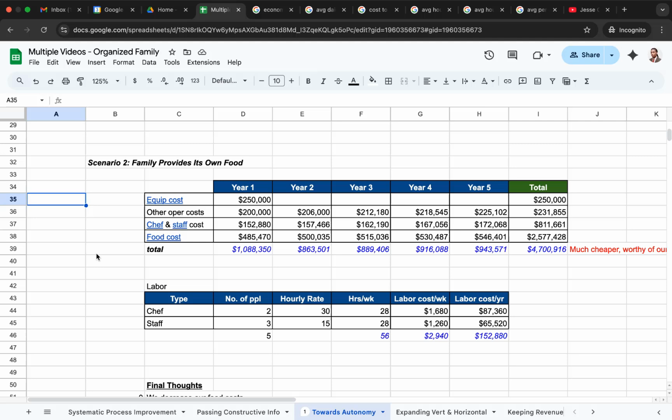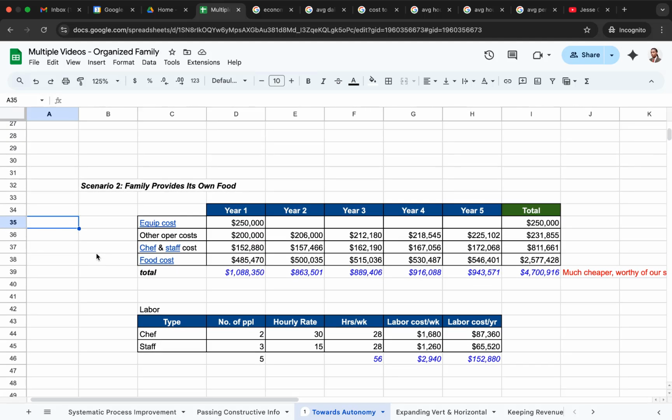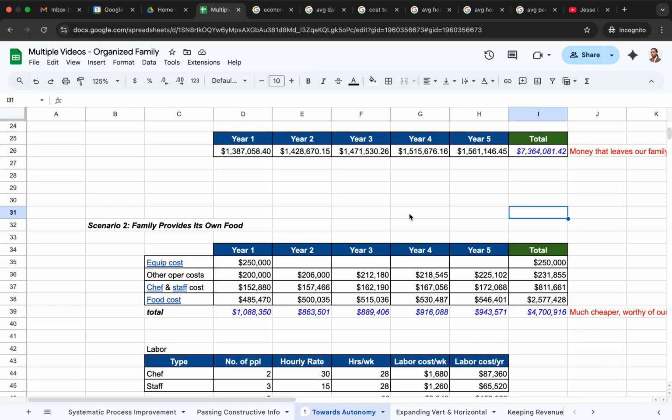Okay, so bear with me a little bit while I set this up and take you guys through this little table. Okay, so the first thing we want to do is compare this over the same 5-year time period as we did in scenario 1. So in scenario 1, we know that over this 5-year time period, the family has spent $7.3 million with someone else. Okay, so we want to use this same 5-year time period and calculate what this will look like if we begin to provide our own food.